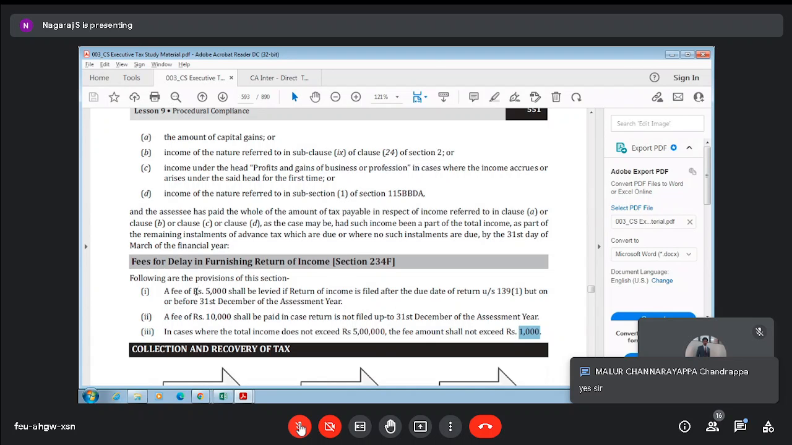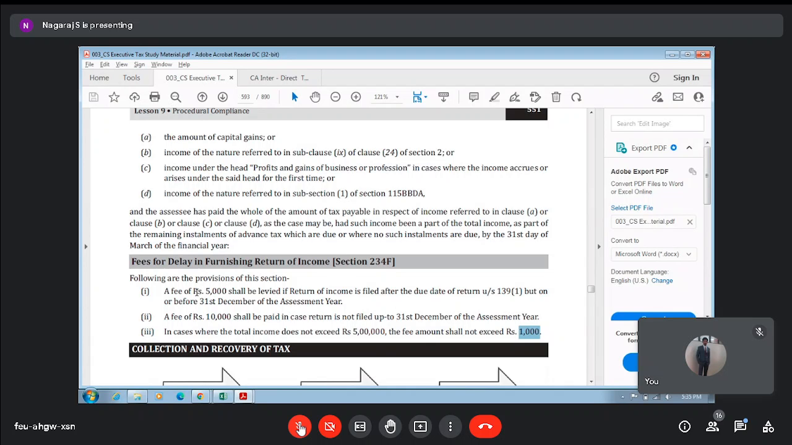Sir, why should I file the return only on or before 31st December? I will not file. What will you do? Pay 10,000 if you have filed after 31st December, that means from 1st January to 31st March. If you file the return in any of those 3 months, you will have to pay 10,000 rupees late fee.